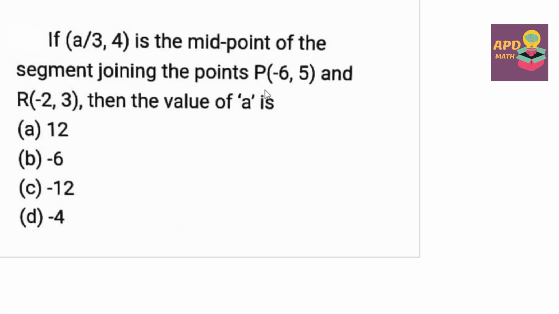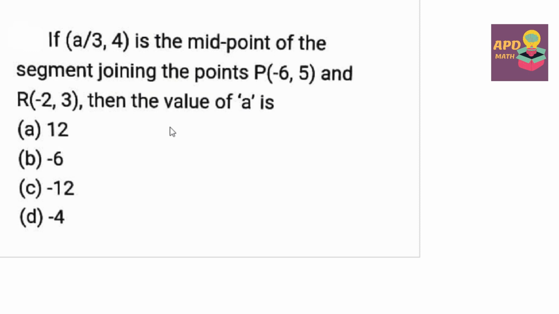Next question is, if a by 3 comma 4 is the midpoint of the segment joining the points p minus 6 comma 5 and r minus 2 comma 3, then the value of a is. Here we are given the midpoint. If a by 3 comma 4 is the midpoint of p and r, then we have to find out the value of a.